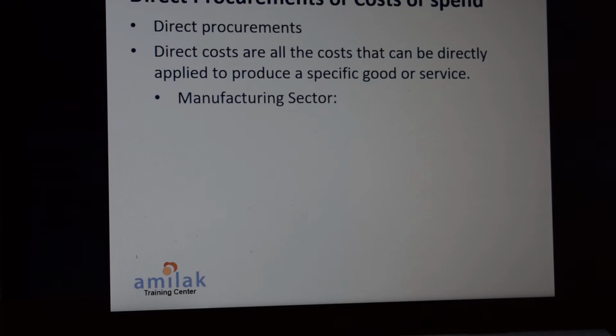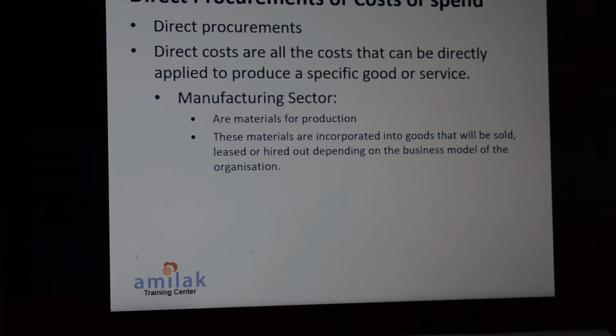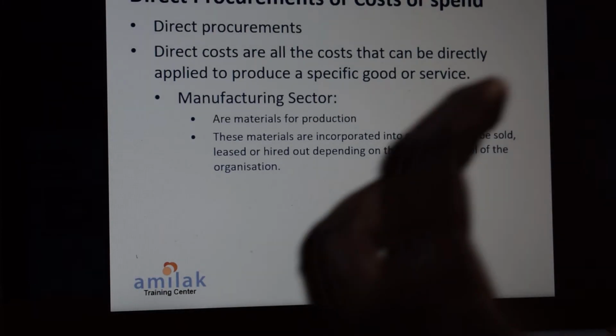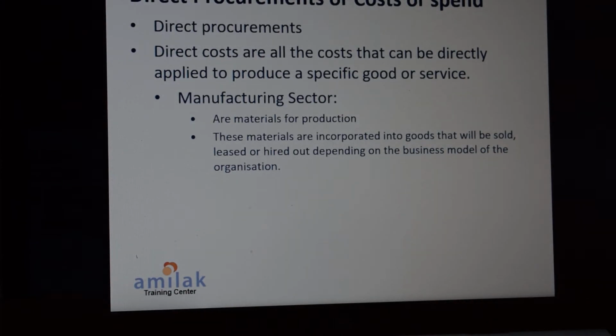Now let's look at the manufacturing sector. What do they consider as direct costs or direct procurements in the manufacturing sector? Things like materials for production, and we'll give examples just now. These materials are incorporated into goods that will be sold. Now, some organizations manufacture goods not to sell but to lease out. If they're going to lease or hire them out, whatever is procured to be incorporated in those goods to be leased or hired is also regarded as direct procurement.